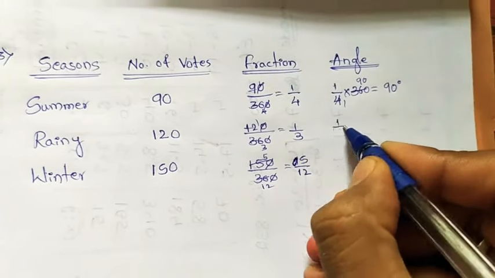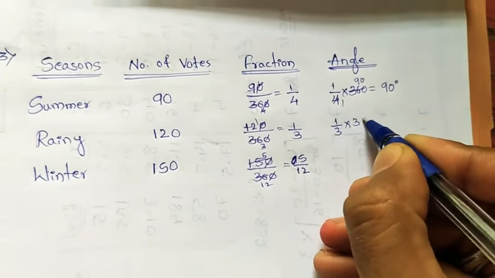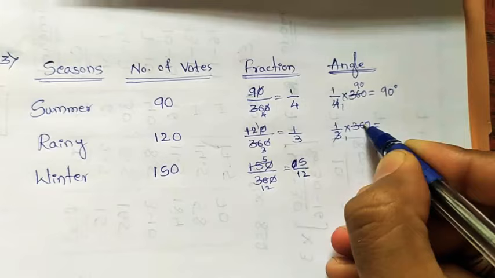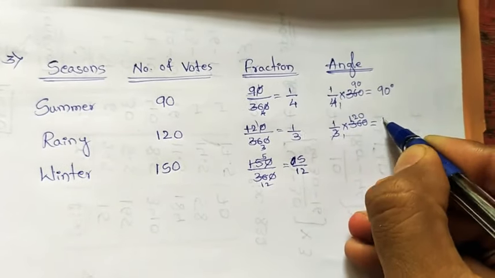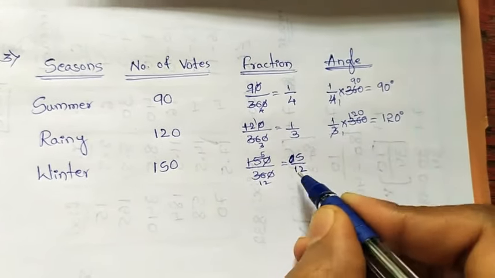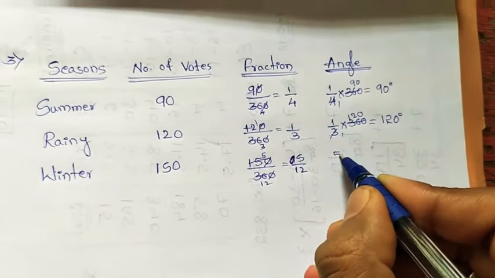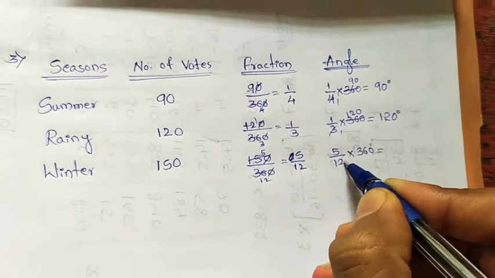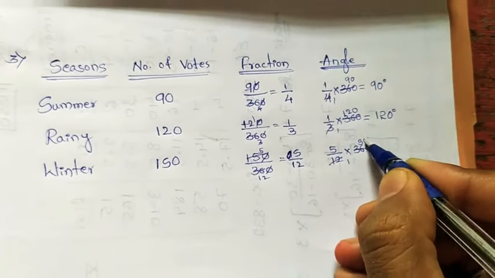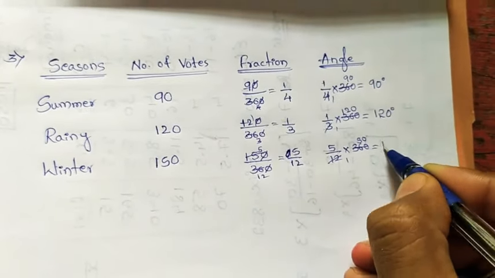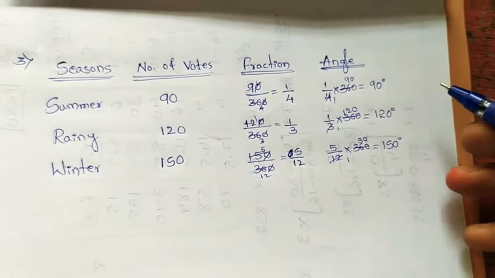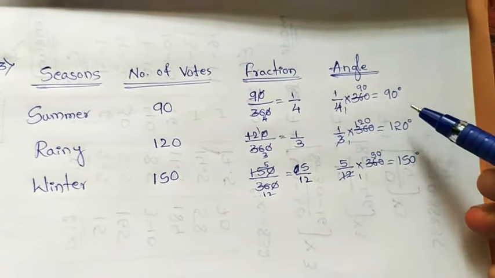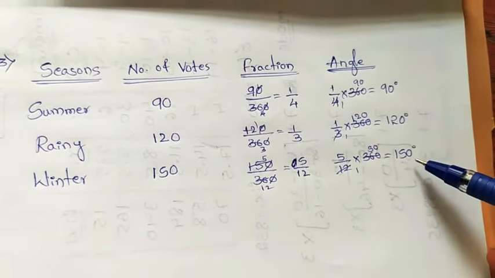Next, 1 by 3 of 360. So 3 1s are 3, 3 2s are 6 and 0. So it will be 120 degree. And third one, 5 by 12 into 360. Again we will get same, 12 1s are 12, 12 3s are 36 and 0. 30 into 5 it will be 150 degree. Okay. So our center angles are 90, 120 and 150 degree.